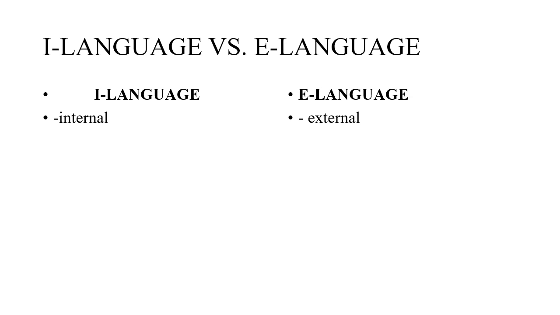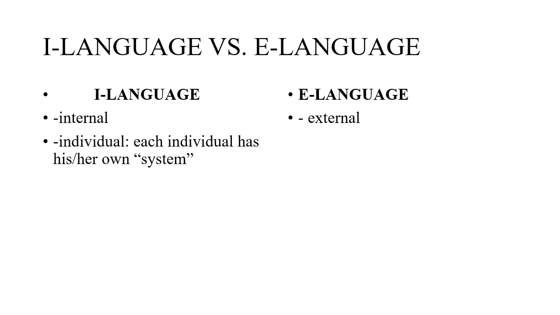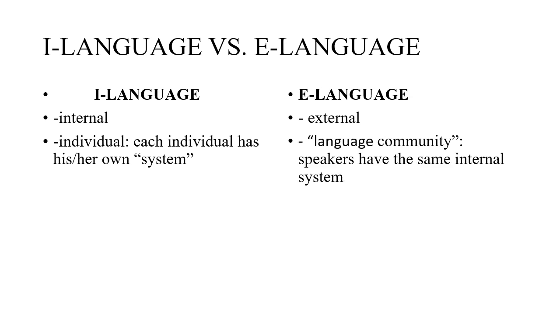Another difference between the I language and the E language is that the I language is individual. This means that every individual has his own system. Now, if John speaks English and Mary speaks English, how come they can communicate? Why do we say that they speak the same language? Well, this is because they actually share the same system.